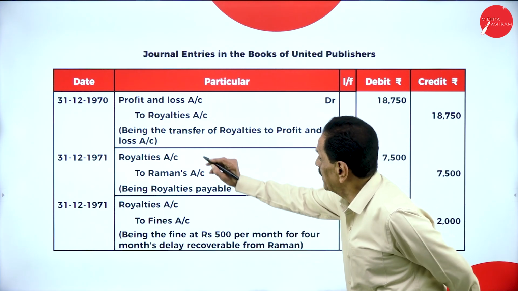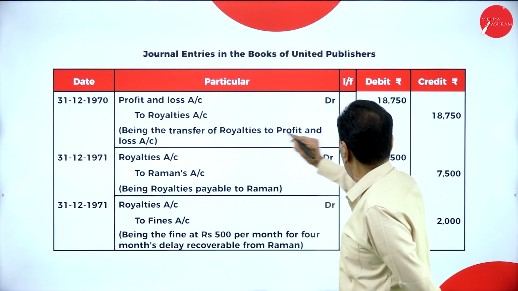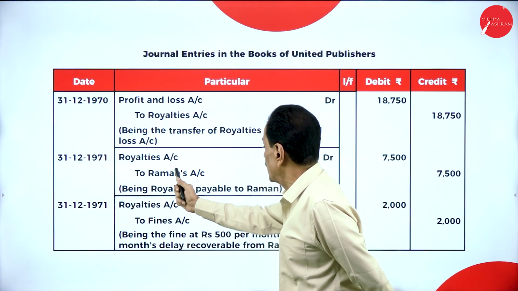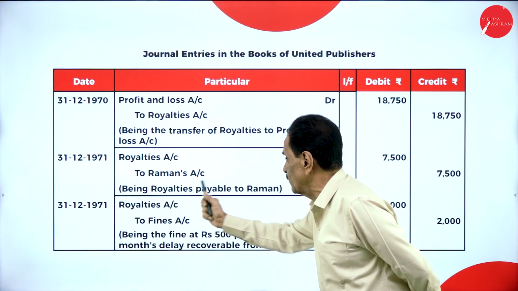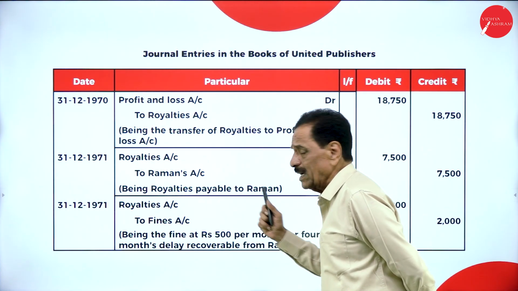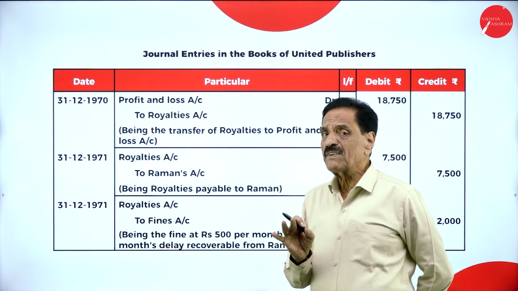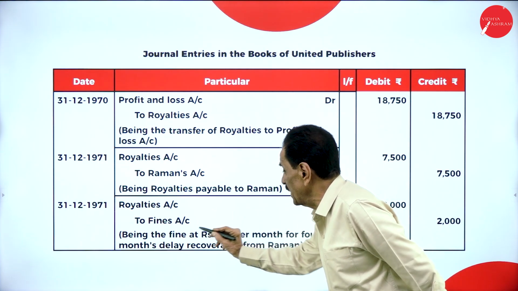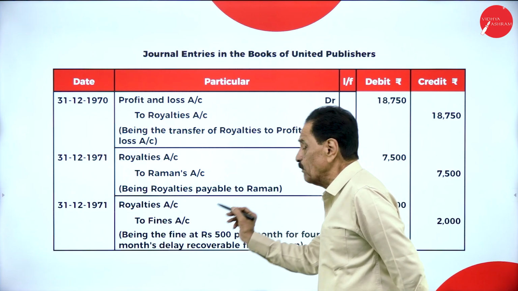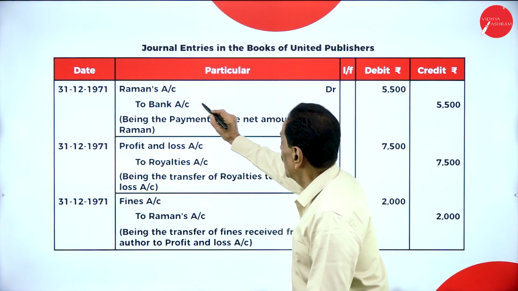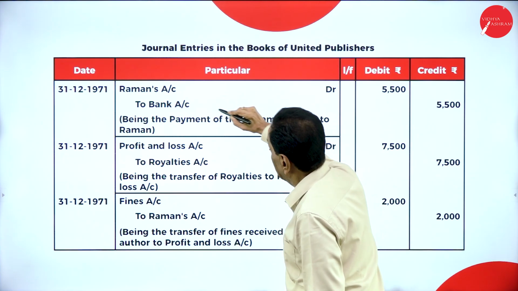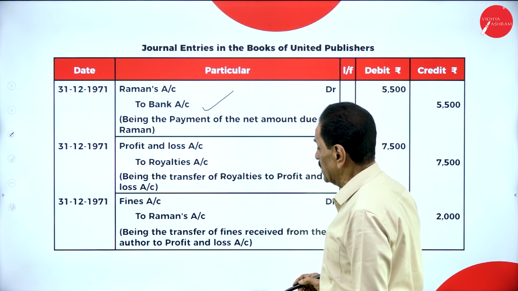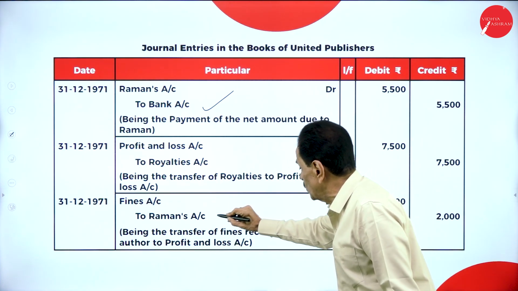So in 1970, profit and loss account debit to royalties account 18,750. In 1971, royalties account debit 7,500 to Raman account 7,500, being royalty payable to Raman. But there was a fine for 4 months. Per month 500 into 4 is 2,000. Royalties account debit to fine account. Out of 7,500, how much could you not get? 2,000. Then Raman account debit to bank account. You are payable to Raman only 5,500. Profit and loss account debit to royalties account 7,500. Fine account debit to Raman account 2,000.